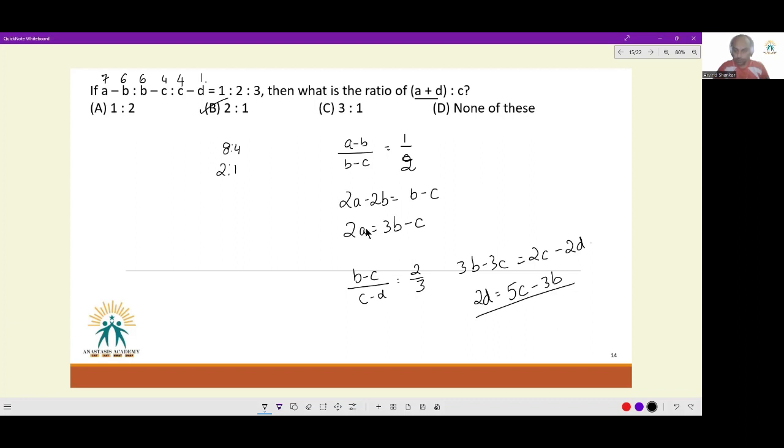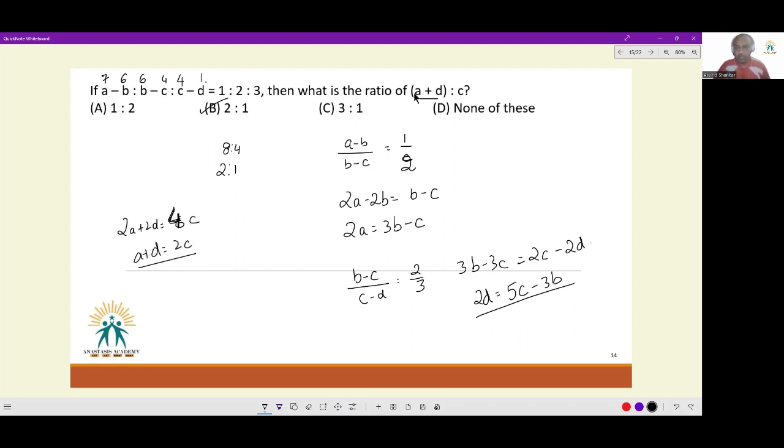Okay. So 2A I have, 2D I have. Can I go 2A plus 2D is equal to 6C? Because 3B and 3B will cancel, minus C and 5C. Oh, this is 4C. This is 4C, not 6C. This is 4C. Or A plus D is equal to 2C.